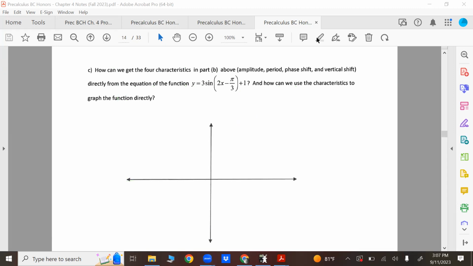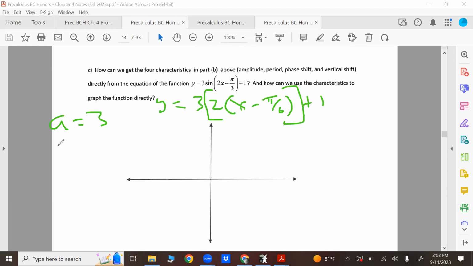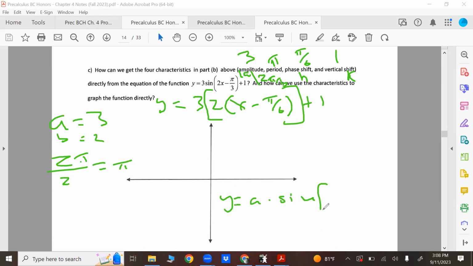So let's look at this question. How can we get the four characteristics of the function above directly from the equation? And how can we use those characteristics to graph the function directly? So again, A is 3, right? The period is going to be 2 pi over b, because b is 2. So you get pi. The phase shift is pi over 6, and the vertical shift is 1. So the vertical shift is always k, phase shift is h, period is 2 pi over b, and amplitude is the absolute value of a. And so generally speaking, the equation looks like this. And same for cosine too, right? Same for cosine.